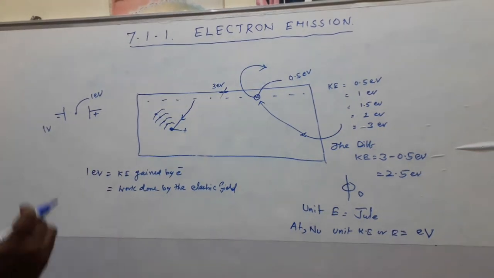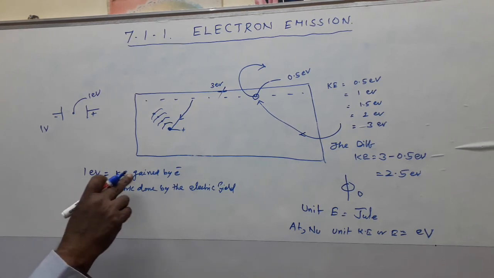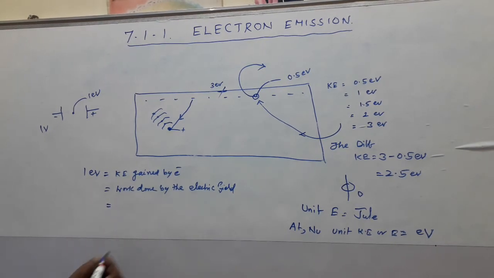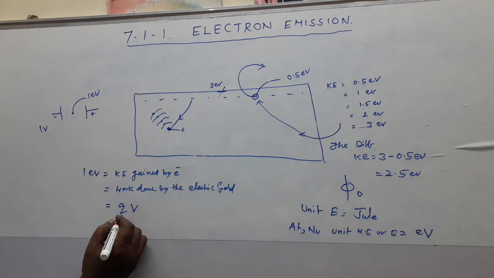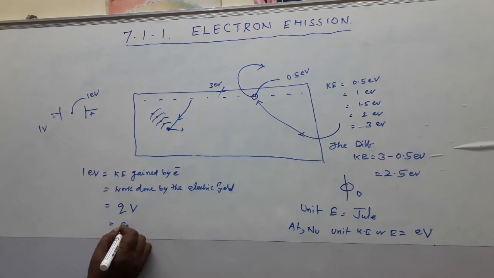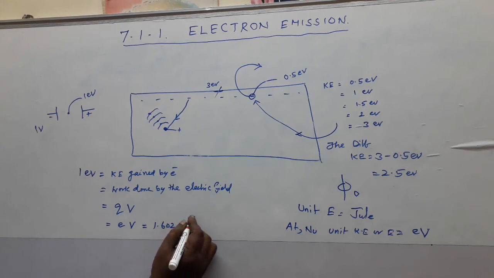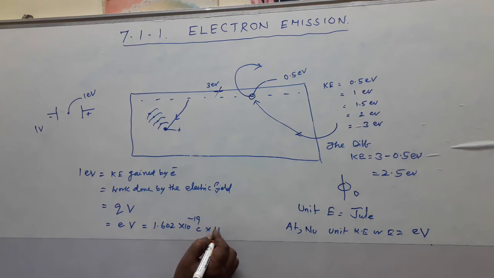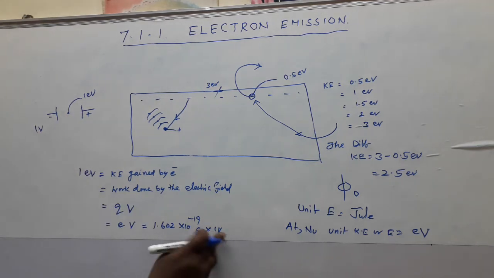This is the very simplest example. We already know that the kinetic energy gained by the electron is given by the equation Q into V. Q means the charge of the electron, not the charge of a particle. Here the particle is an electron, so 1 eV is equivalent to the charge of the electron, 1.602 into 10 power minus 19 coulomb, into 1 volt. Here what we are applying between these two terminals is 1 volt. That is why we are putting 1 volt.